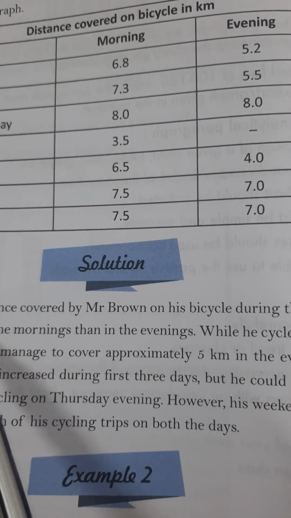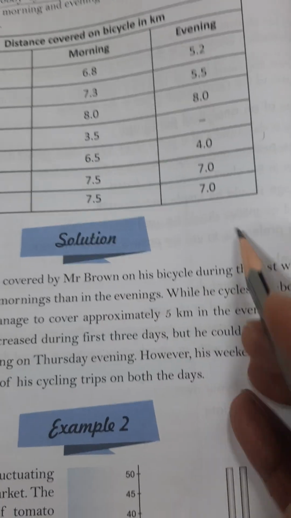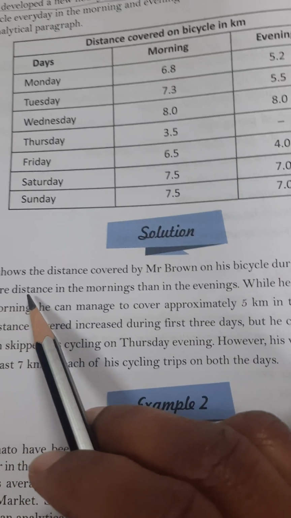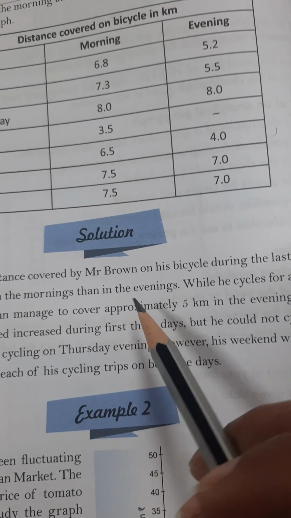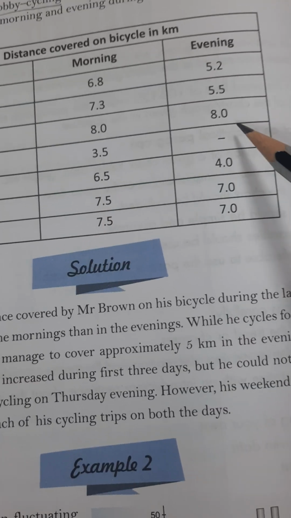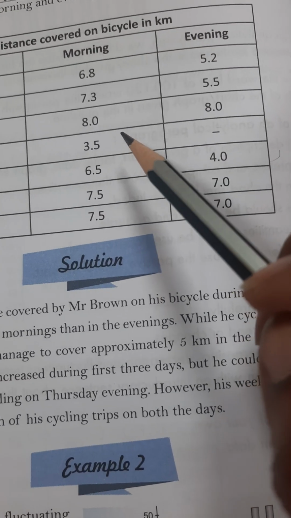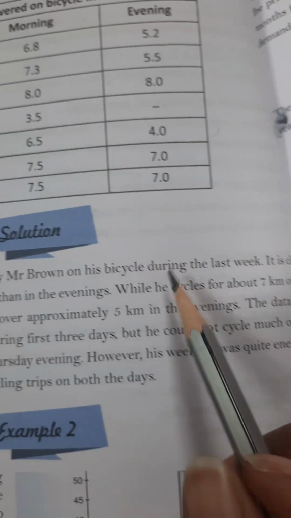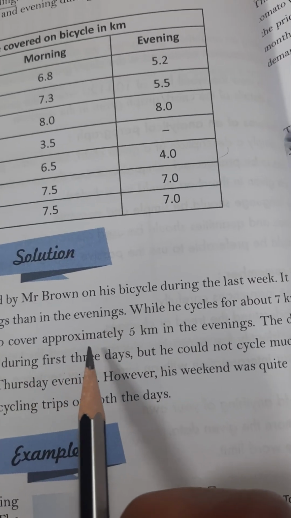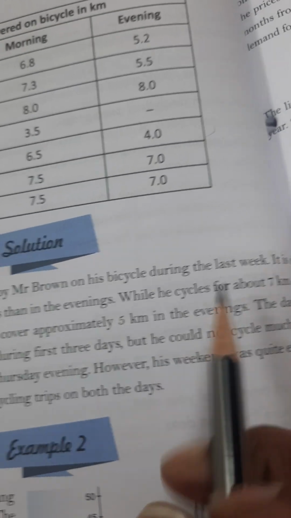The given chart shows the distance covered by Mr. Brown. Here it is mentioned that Mr. Brown had developed a new hobby, cycling on his bicycle, during the last week. It is clear that he covers more distance in the morning than in the evening. Here, all the morning data is more than or equal to the evening data. So in the morning he covers more distance, as he cycles about 7 kilometers on average in the morning. He manages to cover approximately 5 kilometers in the evening.